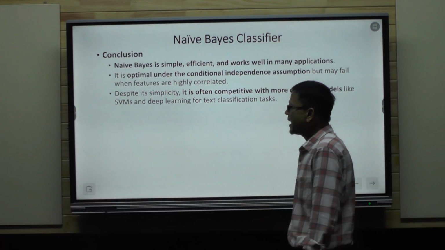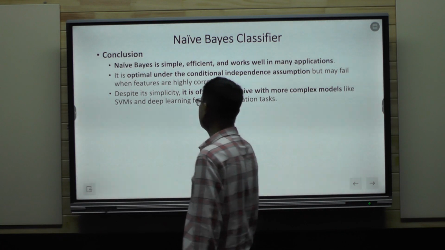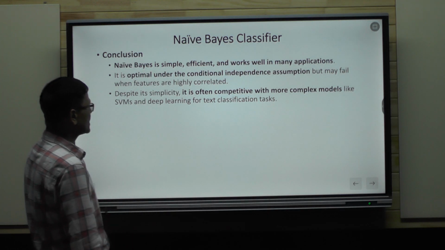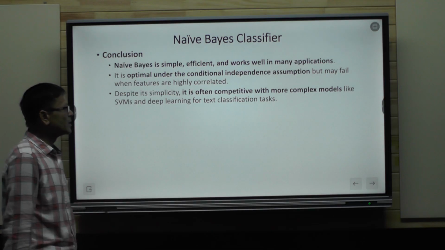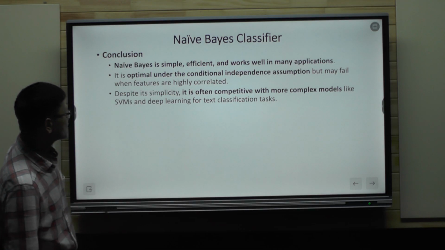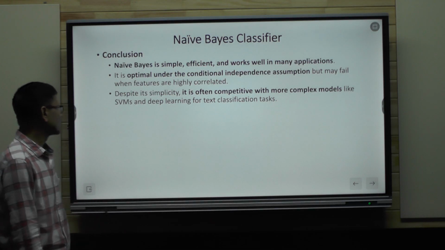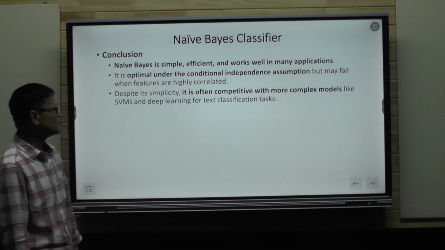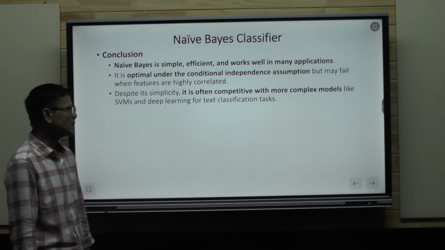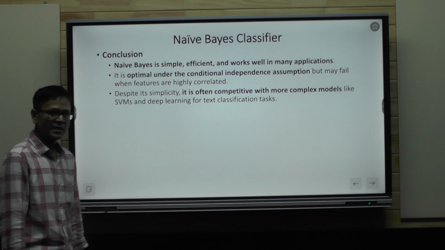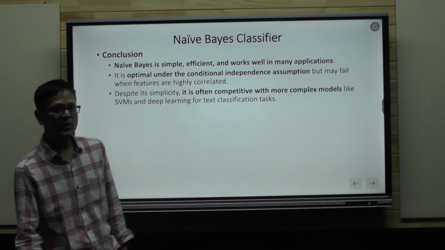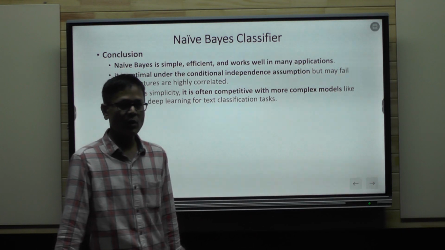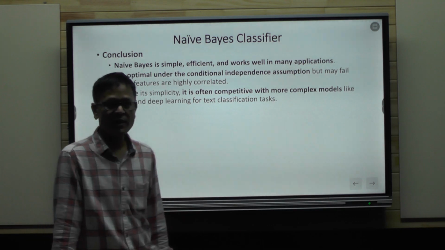Conclusion: naive Bayes is simple, efficient, and works well in many applications. It is optimal under the conditional independence assumption, but may fail when features are highly correlated. Despite its simplicity, it is often competitive with more complex models like SVMs and deep learning for text classification tasks. That is, most text classification you can do with naive Bayes. Thank you all. This ends the naive Bayes.